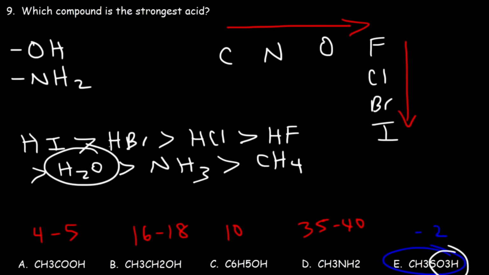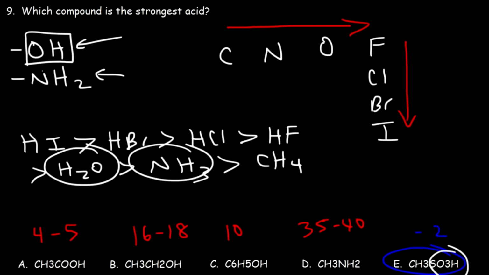But let's focus on this. Water contains an OH bond. NH3 has an NH bond. So the OH bond is more acidic than the NH bond if everything else is equal, assuming that they have the same charge. If one is positive and one is neutral, you can't use this comparison. Either they both have to be neutral, or they both have to have a negative charge, or both be positively charged.